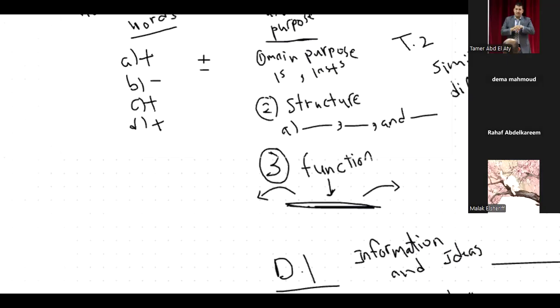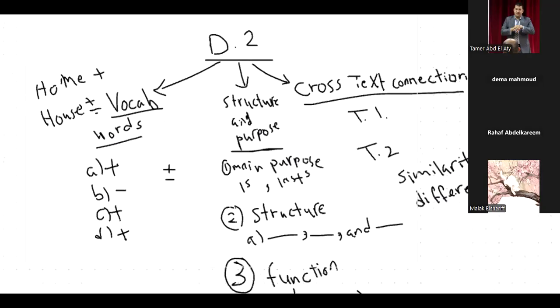The last skill in domain 2 is cross-text connection. You have two texts and will be asked about the similarities, the differences, or how one text replies to another. Of course, for similarities and differences the order is not important. But how one text replies to another is so important.